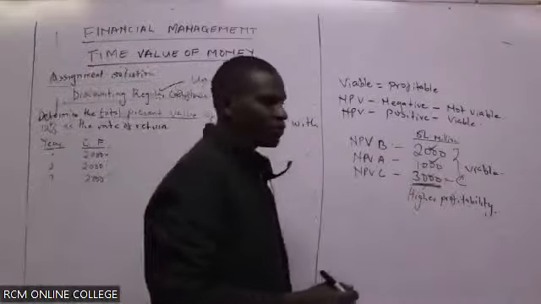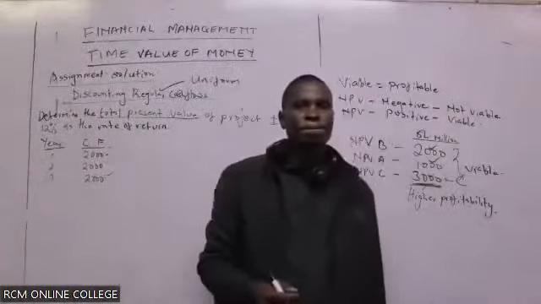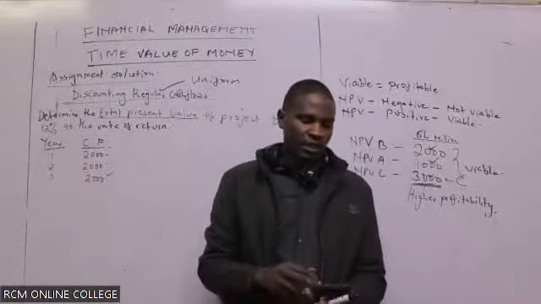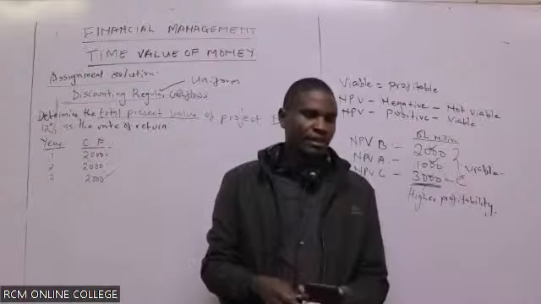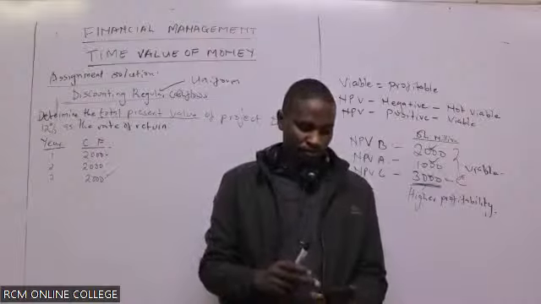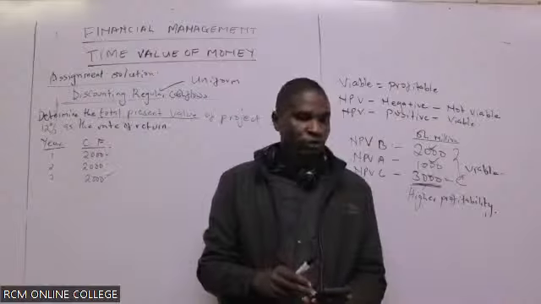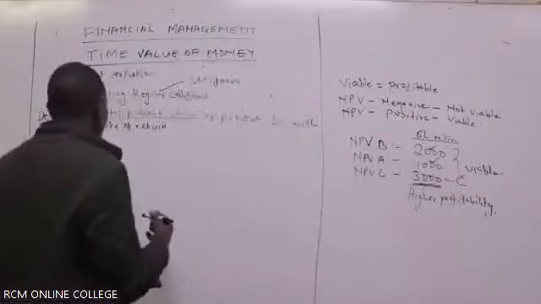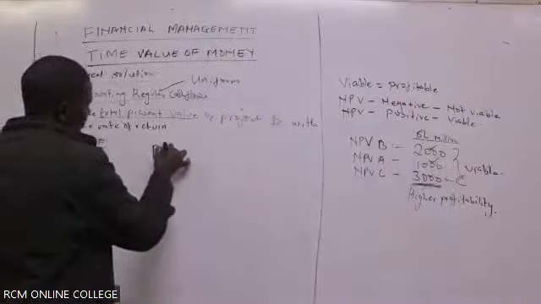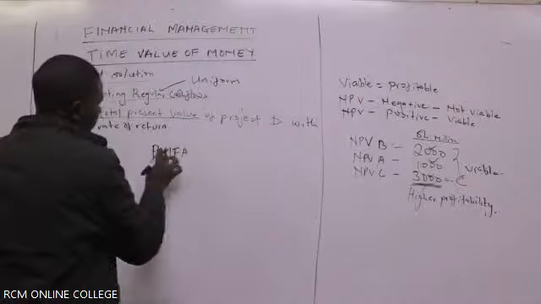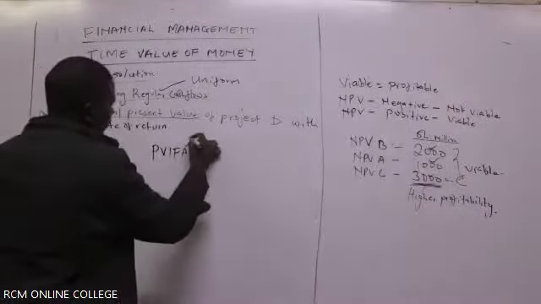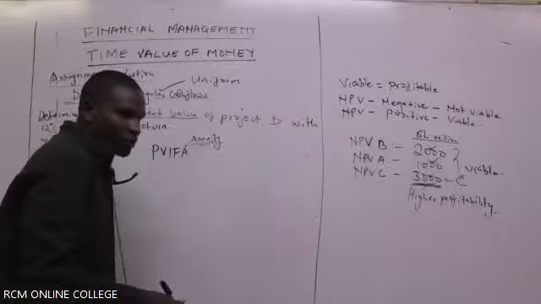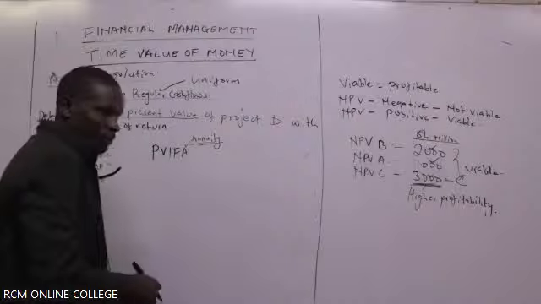Which factor are we supposed to use when it comes to this? Somebody to remind us. PV-FA. Please, very important. Present value interest factor of annuity. The thing that changes here is that we have an annuity. Annuity stands for uniformity.